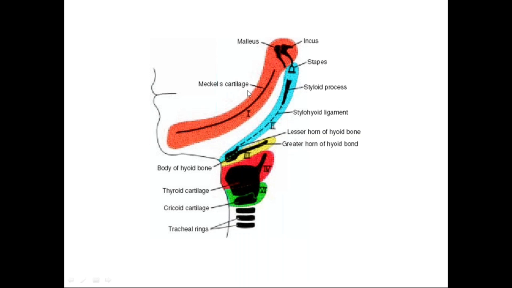So first arch has its nerve, mandibular nerve. Second arch has its nerve, facial nerve. Third arch has its nerve, glossopharyngeal nerve. Fourth arch has superior laryngeal branch of the vagus nerve. Sixth arch has recurrent laryngeal branch of vagus nerve. So these are the cartilages or bony parts derived from all the arches.